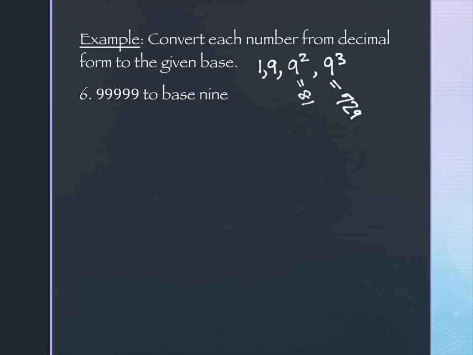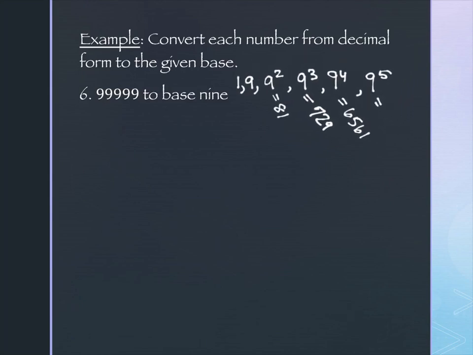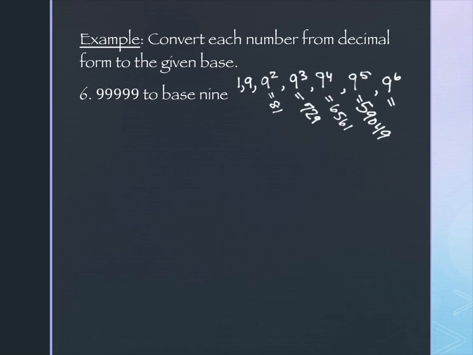Remember, I'm going to keep going until I get a number bigger than 99,999. 9 to the 4th is 6,561. And 9 to the 5th is 59,049. Okay, what will 9 to the 6th be? 531,441. Okay.